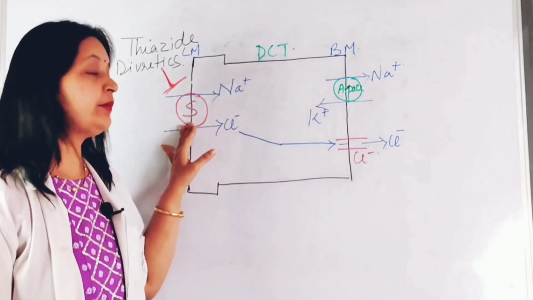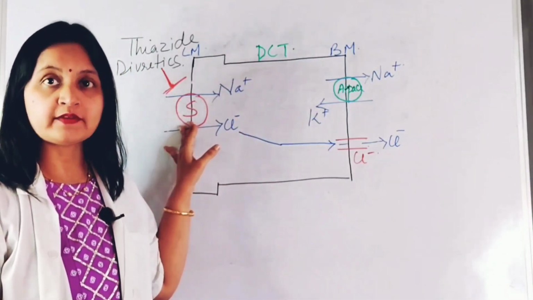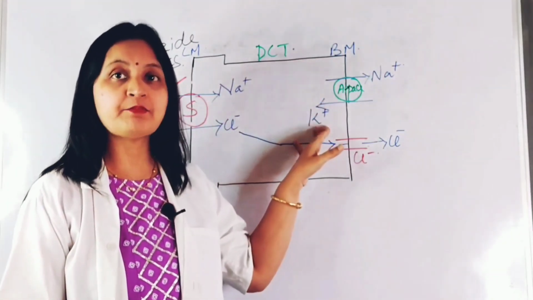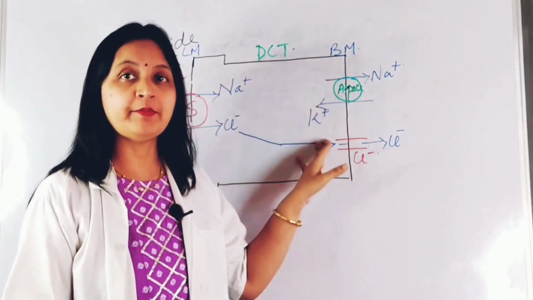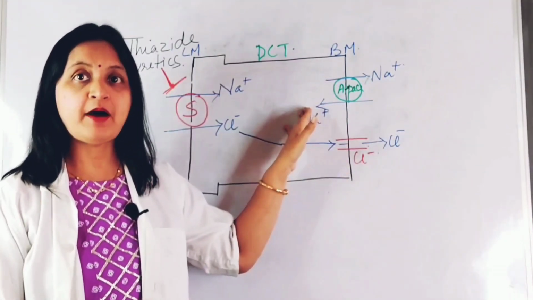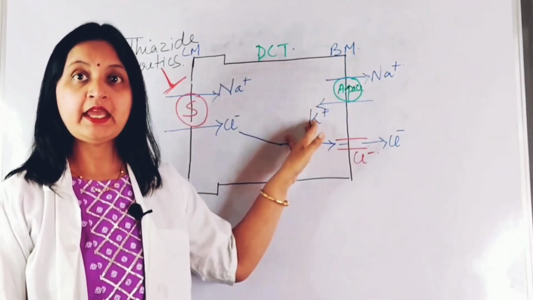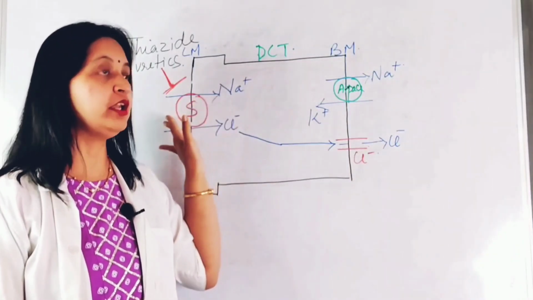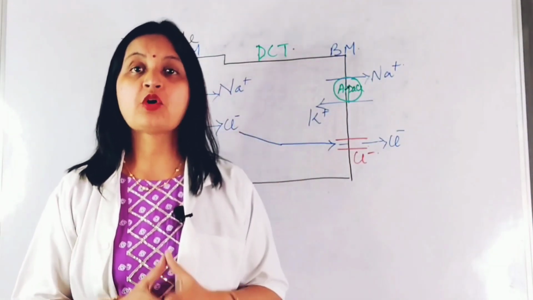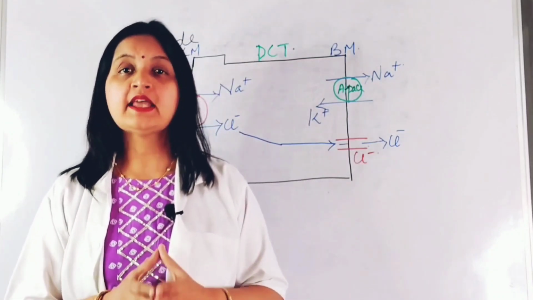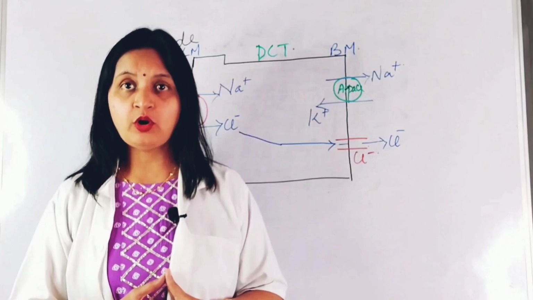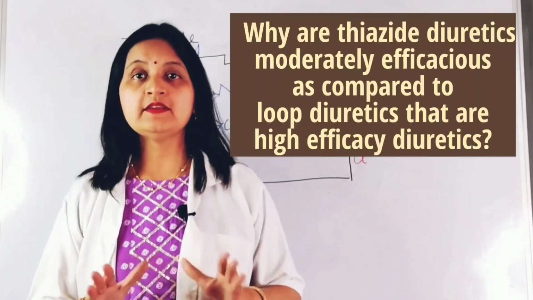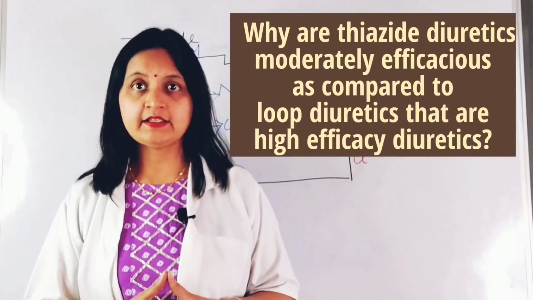Now the transport of sodium and chloride is an active transport process which requires energy, and this energy is derived from the sodium-potassium ATPase pump which functions at the basolateral membrane. This pump creates an electrochemical gradient that drives sodium and chloride from the tubular lumen into the epithelial cell and causes absorption of sodium and chloride. Thiazide diuretics, by inhibiting the sodium chloride co-transporter, cause increased excretion of sodium and chloride in urine. So this is the mechanism of action of thiazide diuretics.